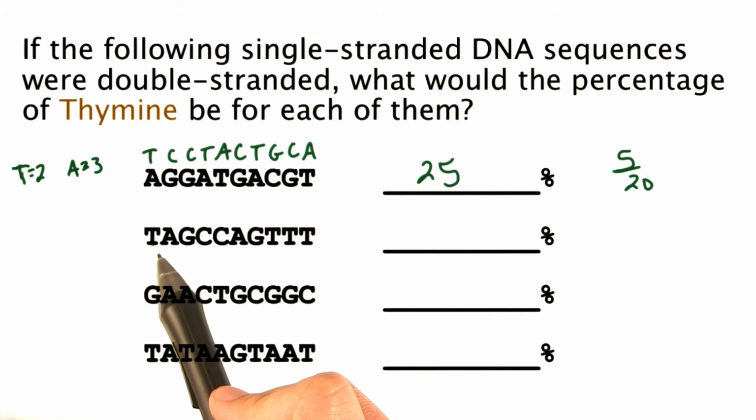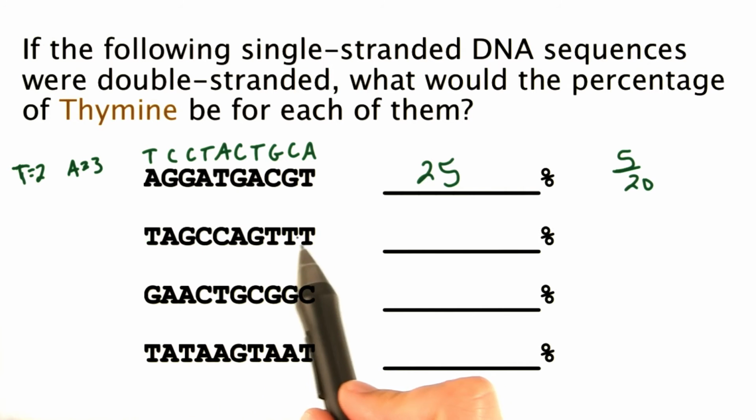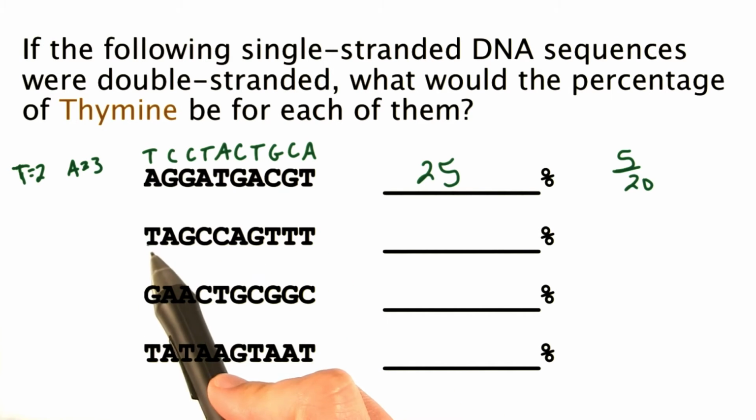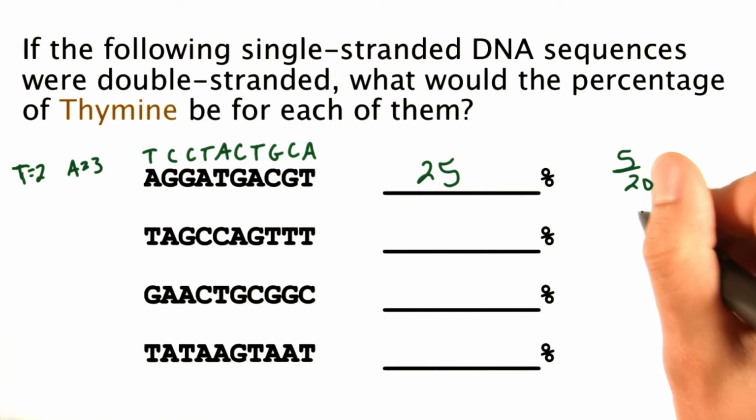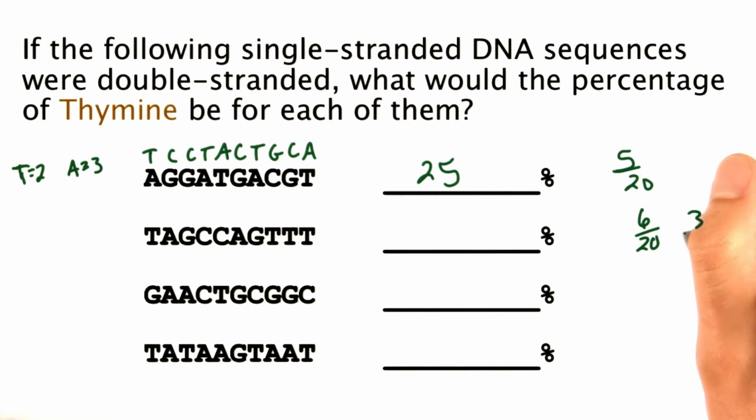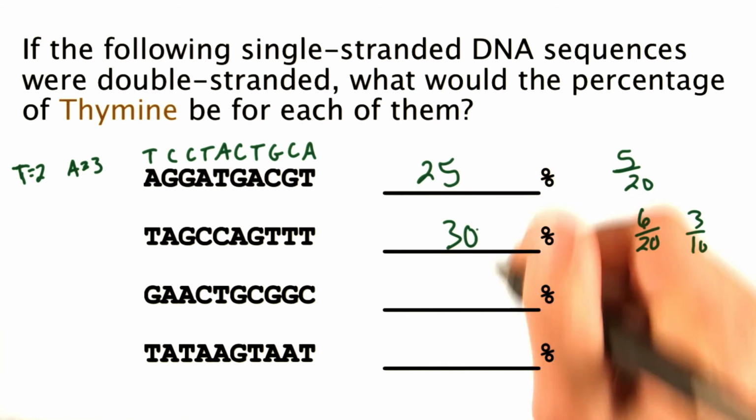I'll do the same thing for the second one. So T, T, T, T, that's 4 T's and 2 A's, that's 6 total. 6 out of 20 is the same thing as 3 out of 10 or 30%.